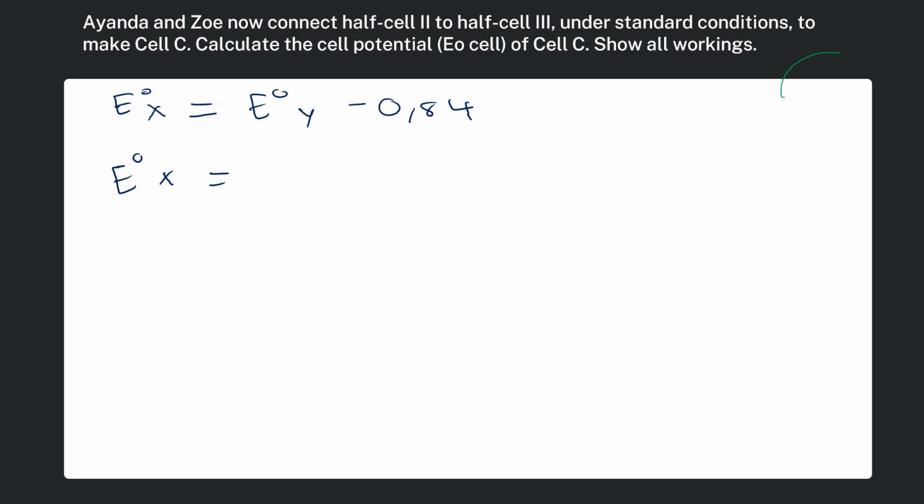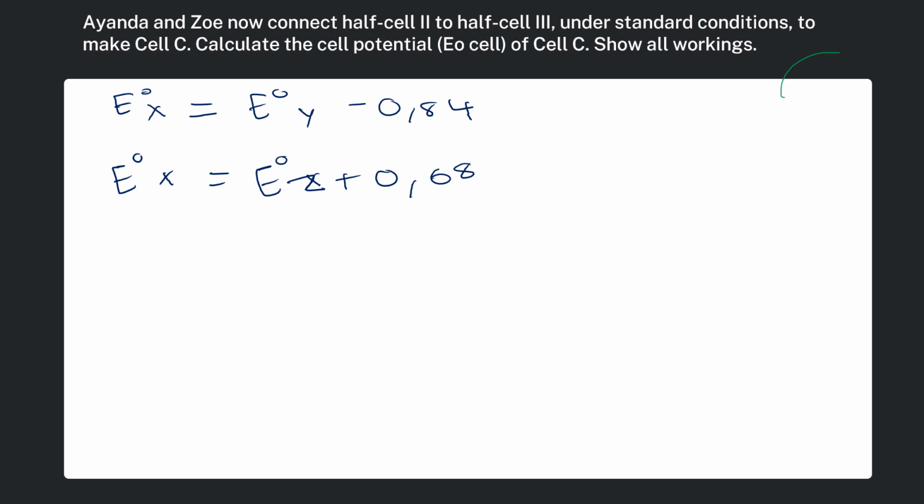And with cell B, remember, with cell B, this over here was reduced. With cell A, it was oxidized. So this was the cathode in cell B. With cell A, this was the anode. So with cell B, we're going to end up with EZ plus 0.68 once you rearrange it.